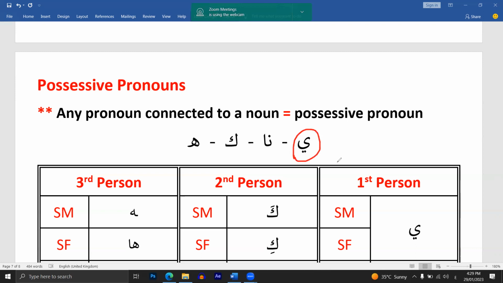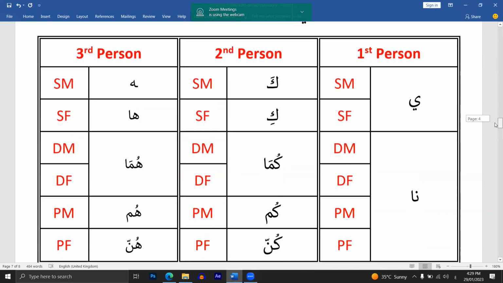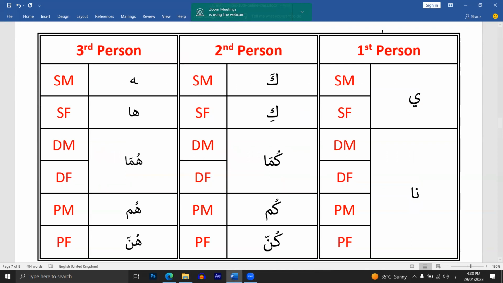Ya for first person, na, kaf al-khitab for second person, and ha al-gha'ib for third person. Let me just go through them quickly. The first person, we have only two. Ya, which means my, and na. This one, we have it again. It likes to show up in every single thing. It means our.